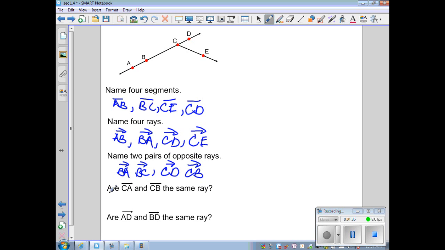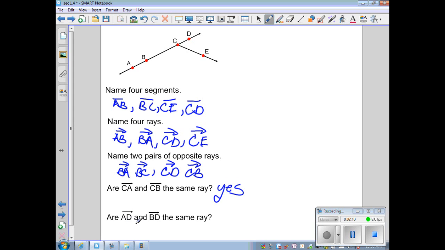Are ray CA and CB the same ray? First, they do have the same endpoint of C, CA and CB. Since they consist of the same set of points and they have the same endpoint, that would make them the same ray. So the answer is yes, they are the same ray.